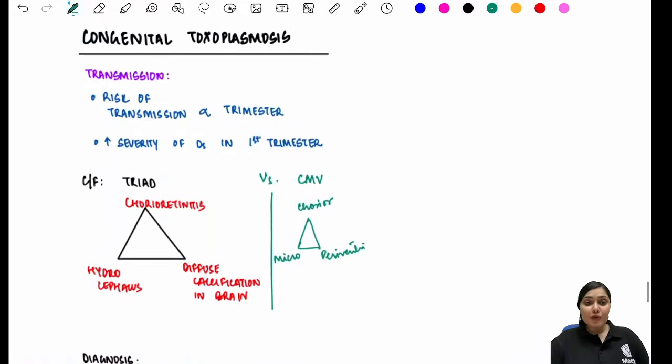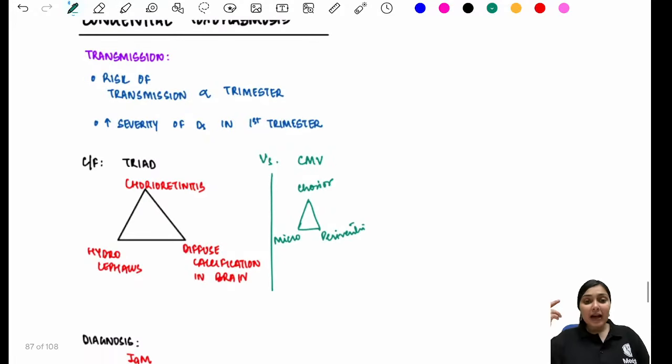Now let's move to toxoplasma. Here the risk of transmission is proportionate to the trimester. That means the chances of transmission will increase with the corresponding trimesters. Lesser in first trimester, even more in second, maximum risk of transmission in third. But the severity is highest in cases of first trimester. Here the triad that we see is eye finding chorioretinitis, head finding hydrocephalus, and diffuse calcification in the brain.